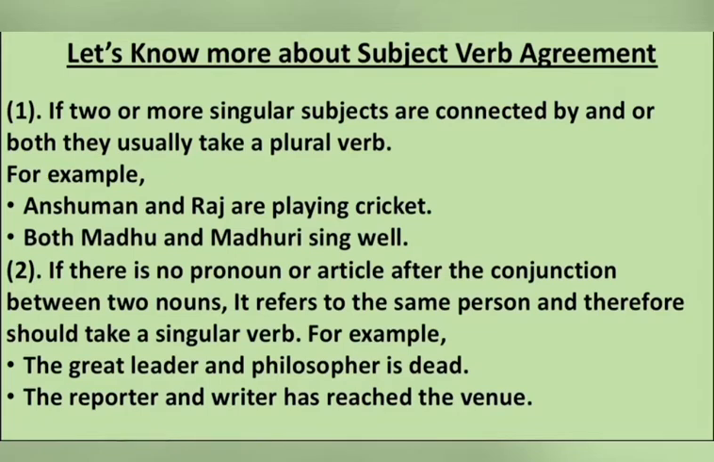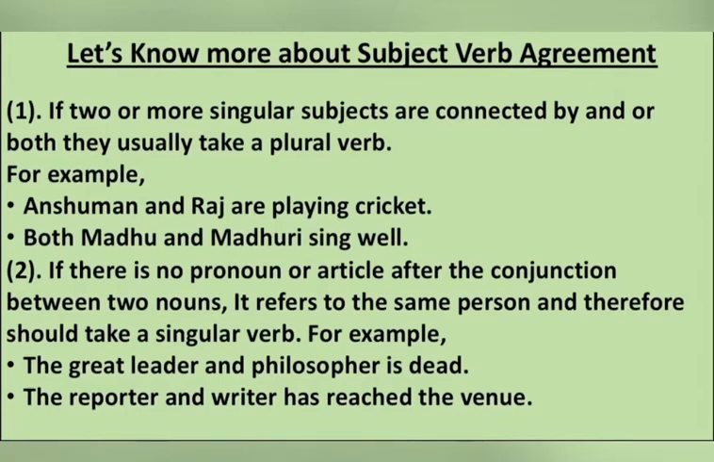Rule number 2. If there is no pronoun or article after the conjunction between two nouns, it refers to the same person and therefore should take a singular verb. For example, the great leader and philosopher is dead. In this sentence, we have two singular subjects joined with and, there is no article or pronoun just after the conjunction, and both the subjects refer to the same person and hence it takes a singular verb, is.